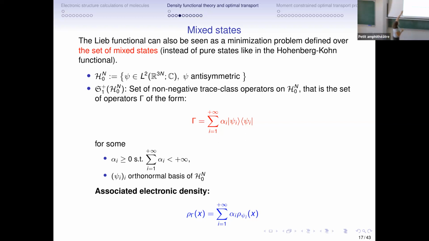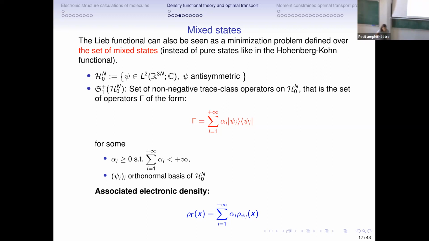Here, this sigma 1 plus will be a set of operators acting on wave functions. These operators will be self-adjoint, non-negative, and trace class in the following sense. I'm going to assume that they can all be diagonalized with non-negative eigenvalues alpha_i, and I will assume that the sum of these eigenvalues is finite. And here psi_i is an orthonormal basis of L2 functions, square integrable functions.